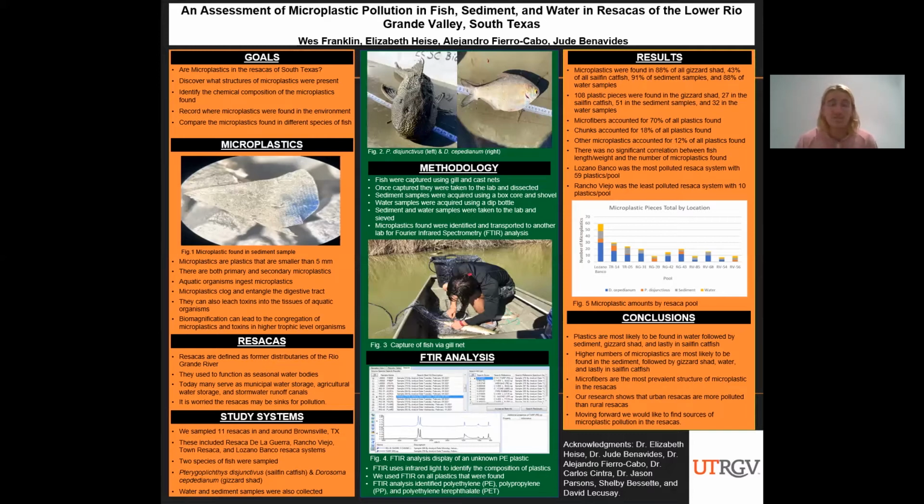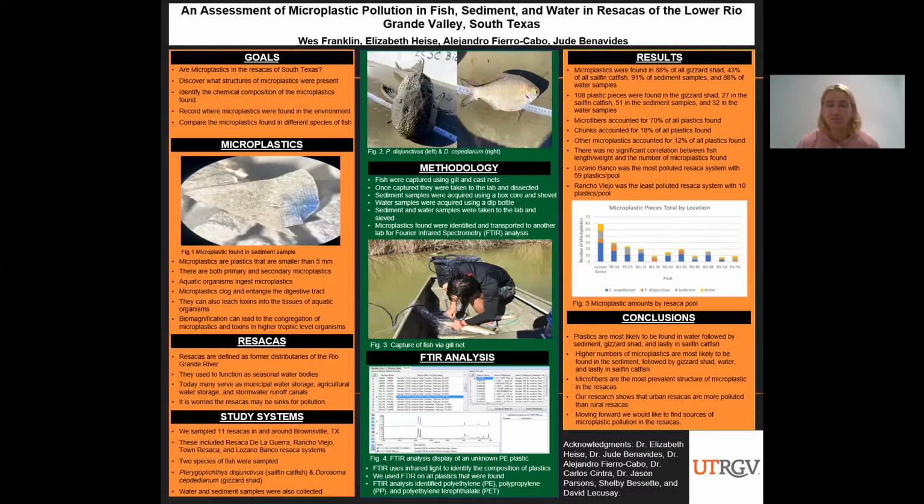We used 11 different resacas in and around the Brownsville area, including Resaca de la Guera, the Rancho Viejo resacas, Town Resaca, and Lozano Banco. We used 2 species of fish from these locations, Pterygoplichthys disjunctivus, also known as sailfin catfish, and Dorosoma cepedianum, also known as gizzard shad. We also took water and sediment samples from these locations.